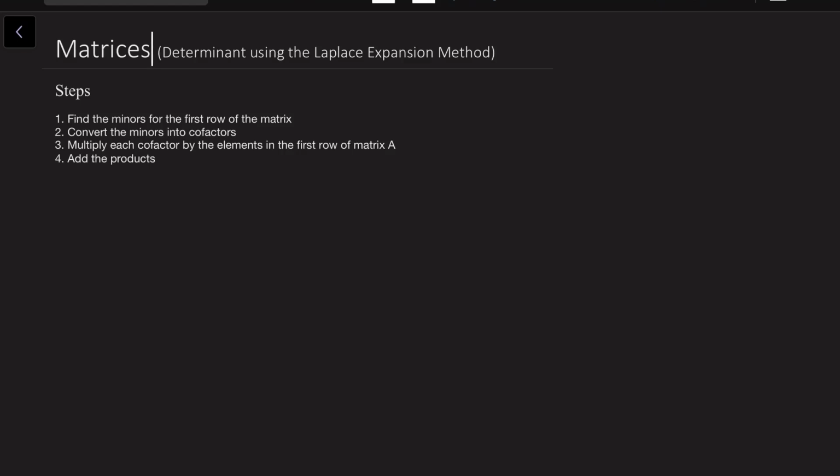The topic for the day is matrices, and today we will be learning how to find the determinant of a 3 by 3 matrix using the Laplace expansion method. Some of you may know this as the cofactor expansion method.